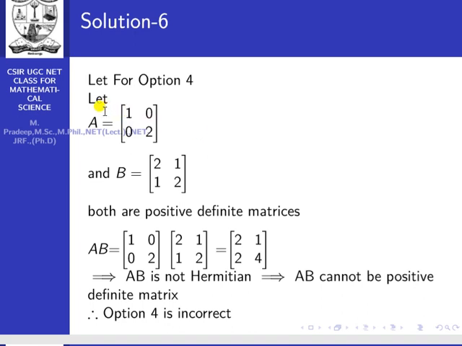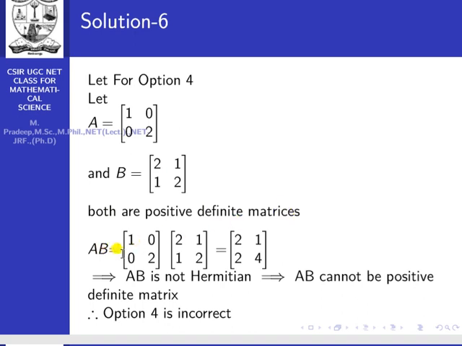Here let A equal [1 0; 0 2]. What are the eigenvalues of this matrix? 1 and 2. That means it is a positive definite matrix. B equals [2 1; 1 2]. When you find the eigenvalues for this one, it is also a positive definite matrix. Both are positive definite matrices.